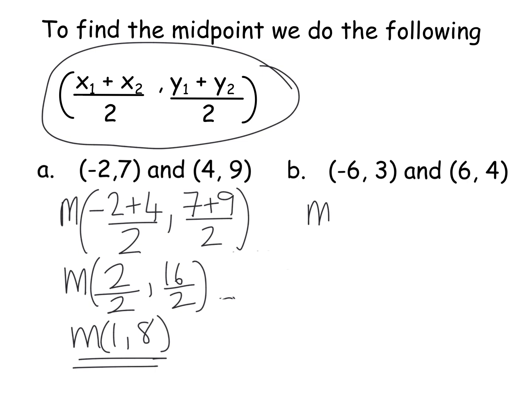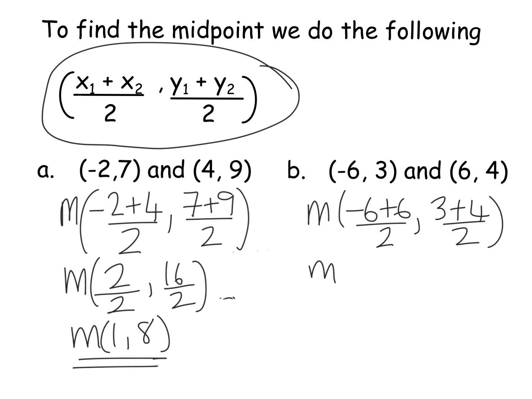Same again with the second one. Add the x's, so we've got minus 6, add 6, then half it. Add the y coordinates, 3 plus 4, and then half it. Giving you, well, just 0 over 2, so I'm just going to go straight to 0 there. And then this would give me 7 over 2, which I'm just going to leave as 7 over 2. You could turn that into 3.5 if you wanted, but there's really no need.